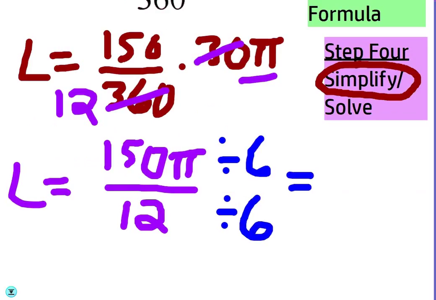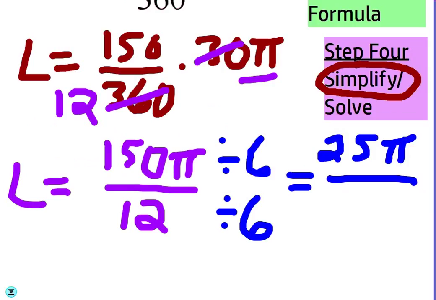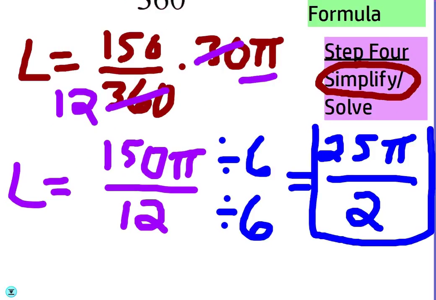Now again, you could have divided by 3 and then divided by 2. It's the same thing as dividing by 6. So if you can find the biggest number, that helps. So 150 over 6 is 25 on top. And then 2 on the bottom. Okay, so like I said, this last step on the back is just like when you convert from degrees to radians. You're just simplifying the fraction.